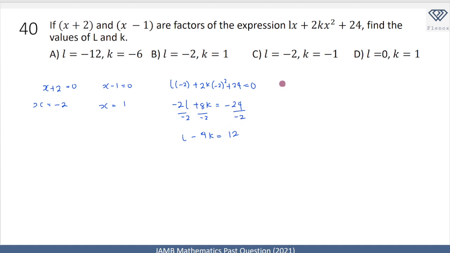Now let's move on to the next part, substituting x as 1. So if I do that, I'm going to have L into bracket 1 plus 2k times 1 squared plus 24 must be equal to 0. So again, this is just going to be L plus 2k is equal to minus 24.